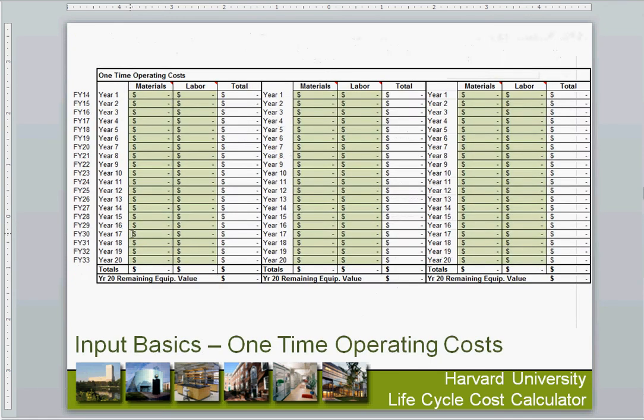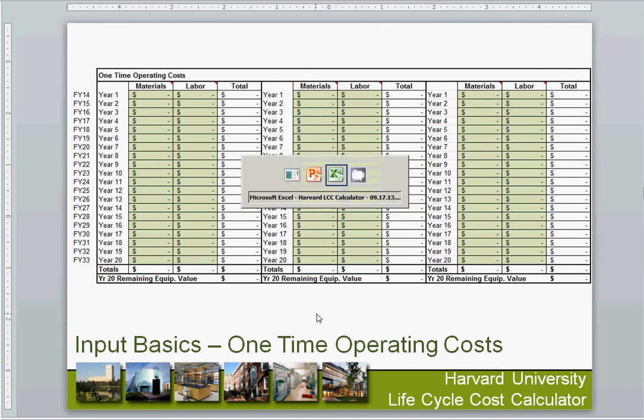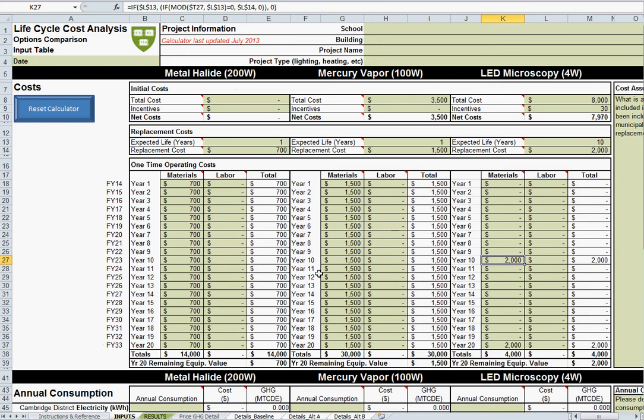We talked about one-time and operating costs and the inputs. One thing I do want to point out that is a difference: there's a reason we divide materials and labor, and that is the remaining equipment value in year 20, which I'm highlighting below. So what this is saying is, if I spend $10,000 on something in year 15, and I expect that to last another 15 years, there's a value of that equipment that is remaining in year 20 that would be roughly equivalent to 10 years of its remaining life.